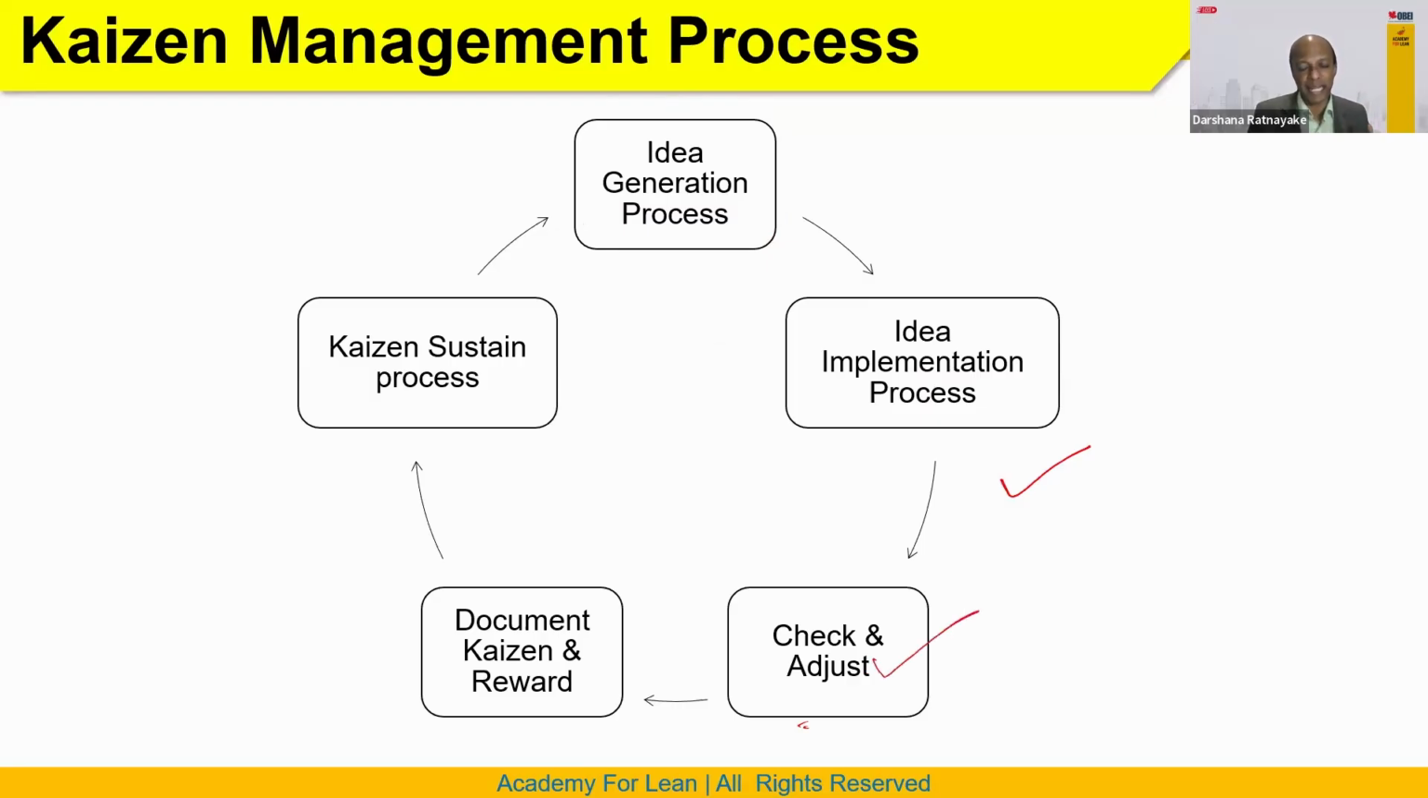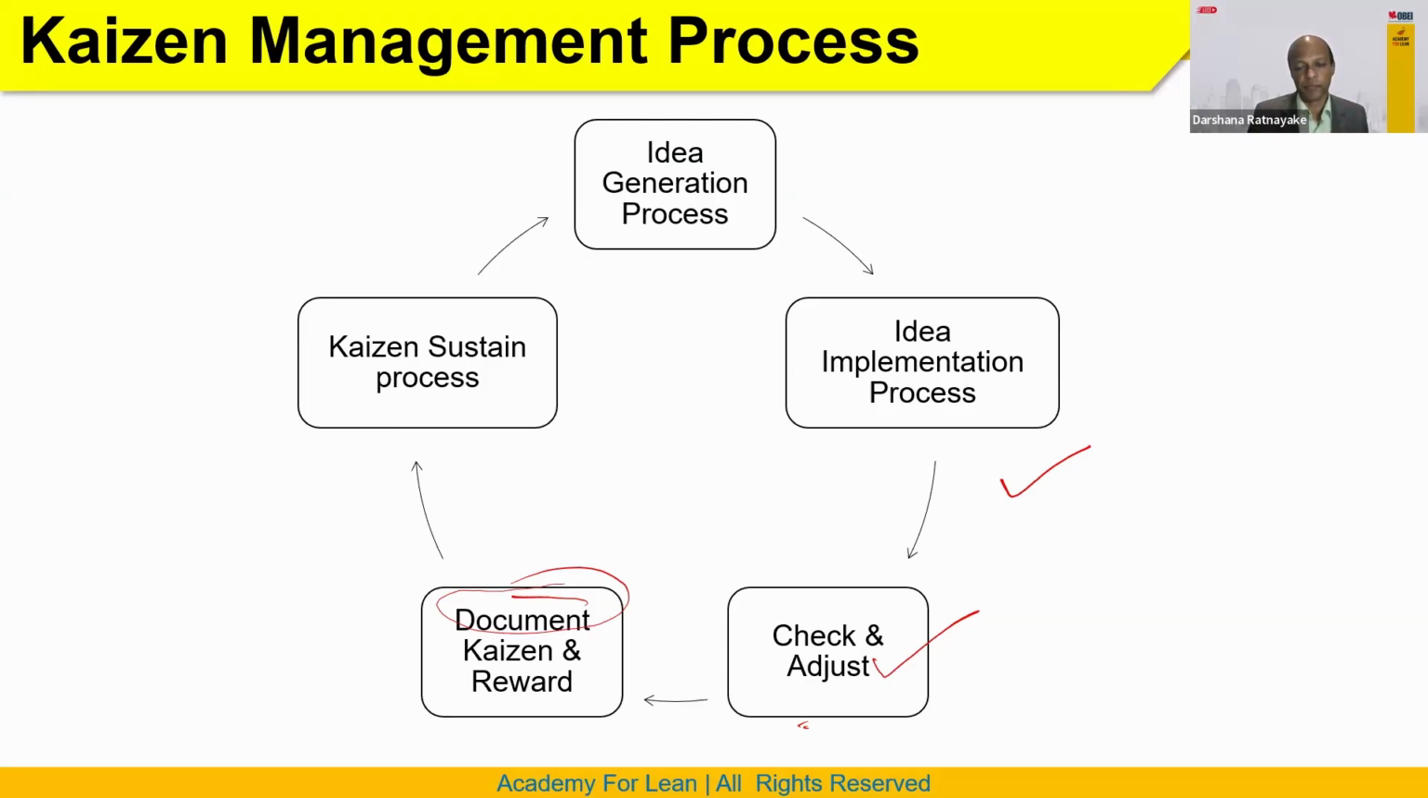That means we check whether we get the expected results or not. If I get expected results, that means after I do my improvement Kaizen, I see there's improvement of the process or the product, then I do the documentation part. Document the Kaizen: this is what I have done, this is how it works. And normally in an organization, they reward and recognize these ideas.